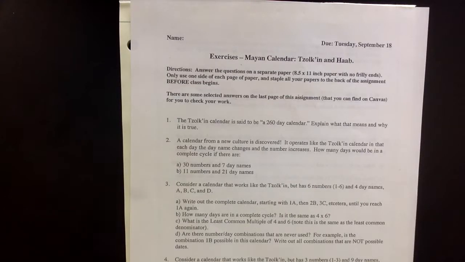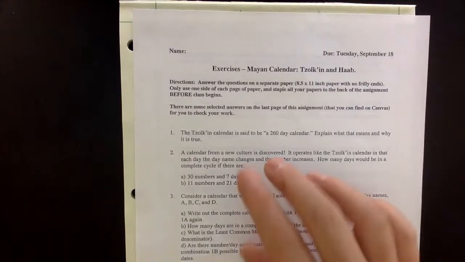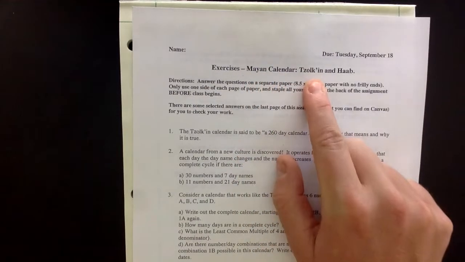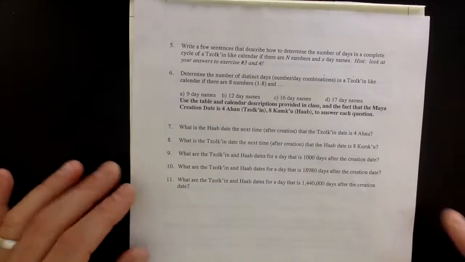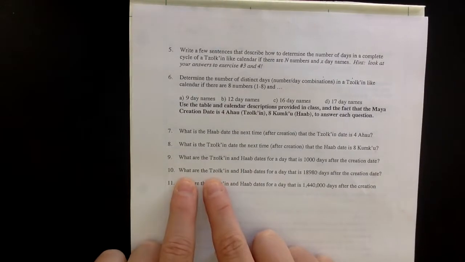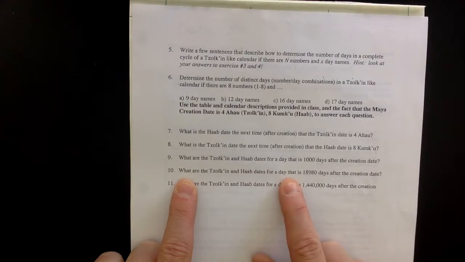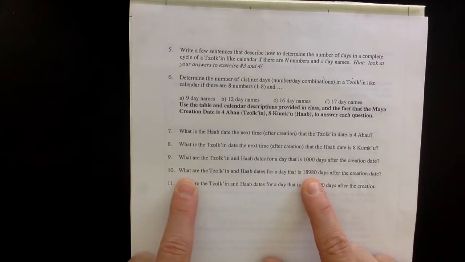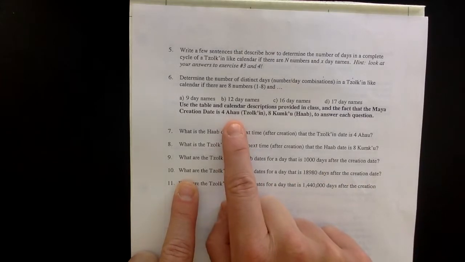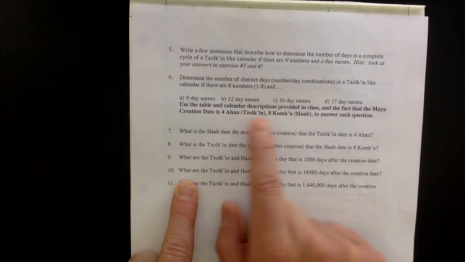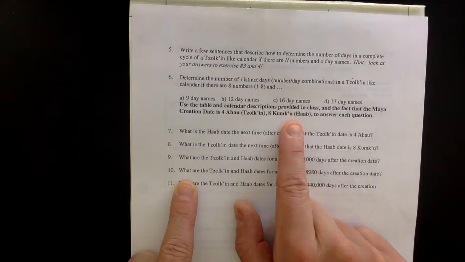All right, in this video, I want to go over one of the homework problems on the Mayan calendars, Tzolk'in and Haab. I'm going to look at question number 10. We want to know on 10, what is the Tzolk'in and the Haab date for a day that is 18,980 days after the creation date. And up here, we're given the creation date is 4 Ahau in Tzolk'in and 8 Kumku in Haab.